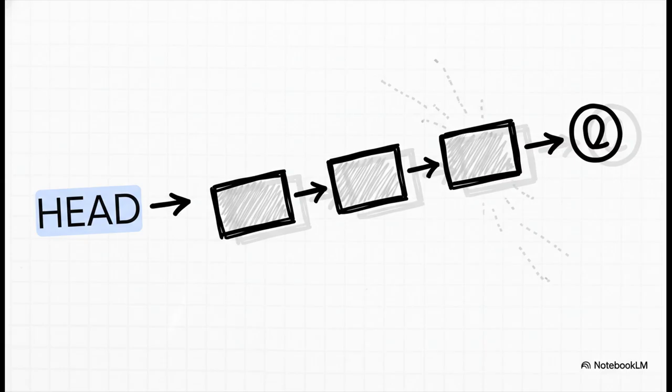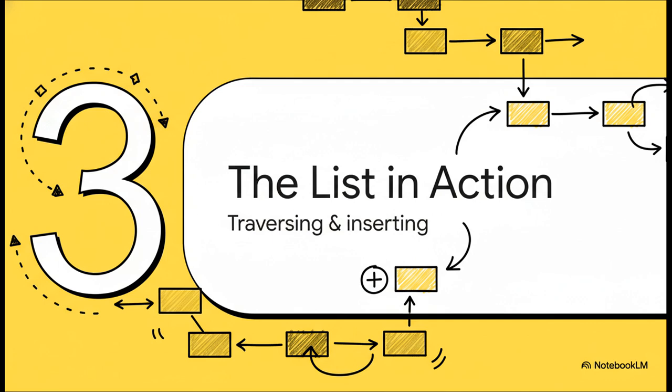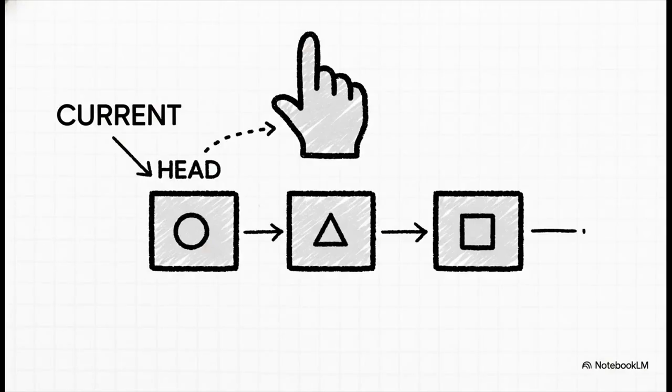It's a big deal. Okay, our list is built. Now what can we actually do with it? Let's walk through some of the most basic things you'd want to do. So, the most common operation is just reading what's in the list. We call this traversing. It's just a fancy word for visiting each node one by one.